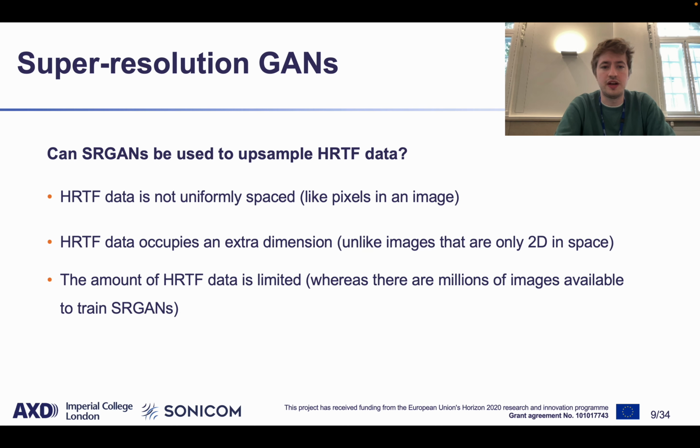So can we do the same thing with a HRTF? Well, the problem is an HRTF is not the same as an image. It has non-uniformly spaced measurements, unlike pixels. You normally have more measurements around the horizontal plane, for example. The HRTF obviously occupies an extra dimension, unlike 2D images. And there's also limited amounts of data, whereas with images, you have millions and millions of images available to train your super resolution GAN. HRTF data sets are small in number and normally limited in the number of participants.